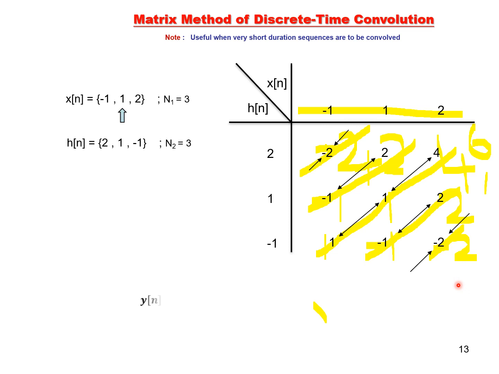See actually what I am going to get now. If I convolve x of n, h of n, this is the output: minus 2, 1, 6, 1, minus 2. See, minus 2, 1, 6, 1 and minus 2.